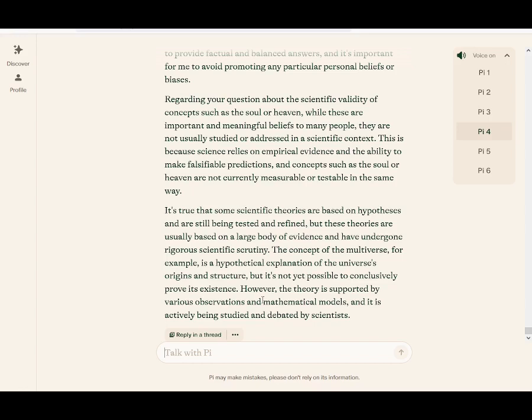The concept of the multiverse, for example, is a hypothetical explanation of the universe's origins and structure, but it's not yet possible to conclusively prove its existence. However, the theory is supported by various observations and mathematical models, and it is actively being studied and debated by scientists.